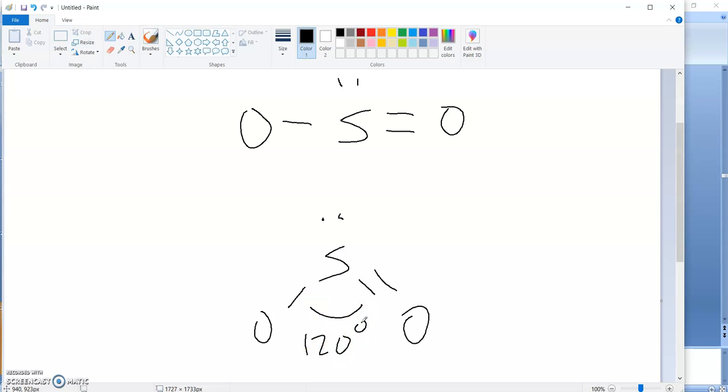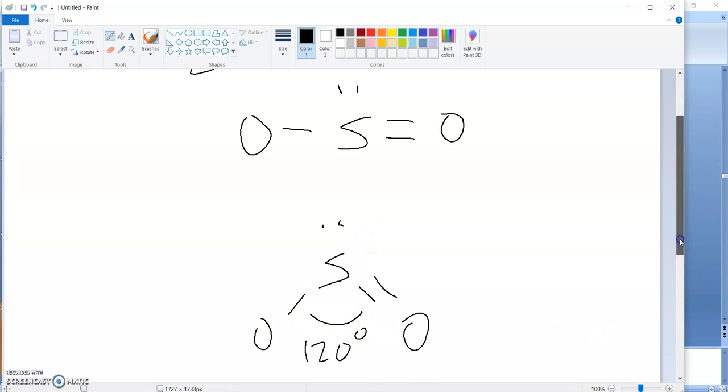So, if you have 2 pairs, your molecule is going to be linear, 180-degree angle. If you have 3 pairs, well, now it depends if you have a lone pair. If there's no lone pair, it's going to be trigonal planar. If there is a lone pair, it's going to be angular. And either way, the bond angle is 120.